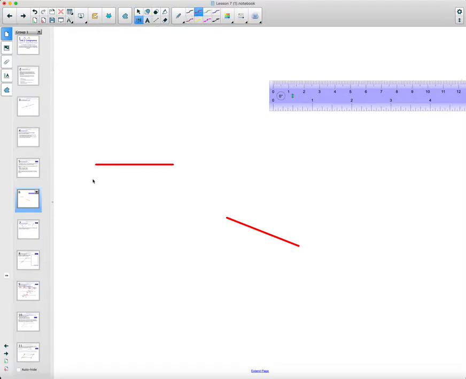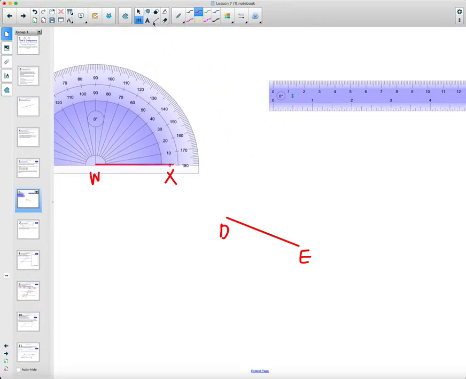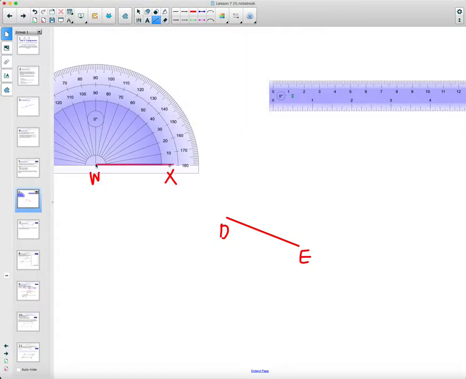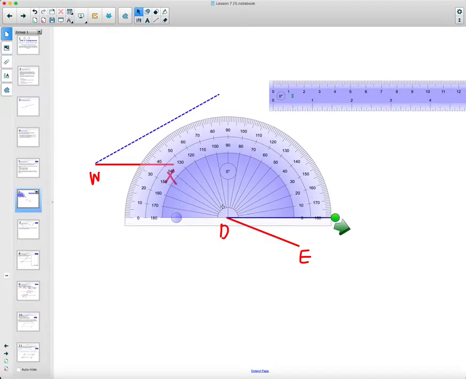So we wanted to have WX, and then we wanted that to be congruent to DE. Then we wanted angle W to be congruent to D. So we're going to get our protractor and you can decide whatever you want for the angle. I'm just going to draw it dotted on my screen. If I was drawing it in my notebook, I would be doing it with just a light pencil mark. So I'm going to do my angle W 30 degrees. Then that would mean that I'm also going to do angle D 30 degrees.